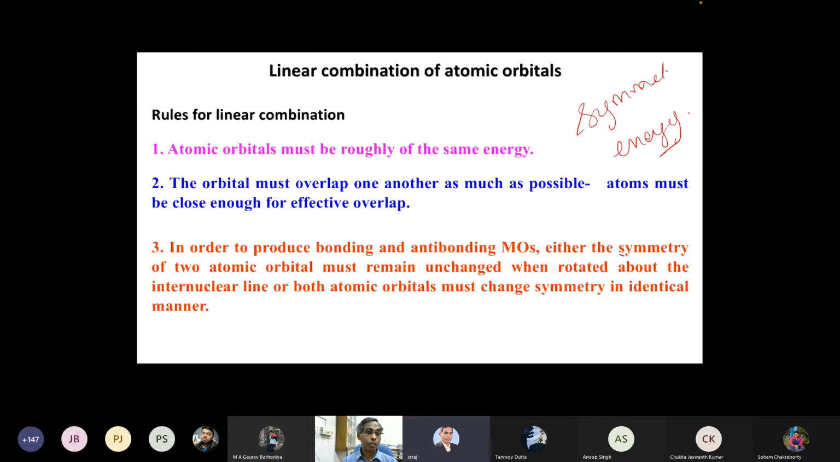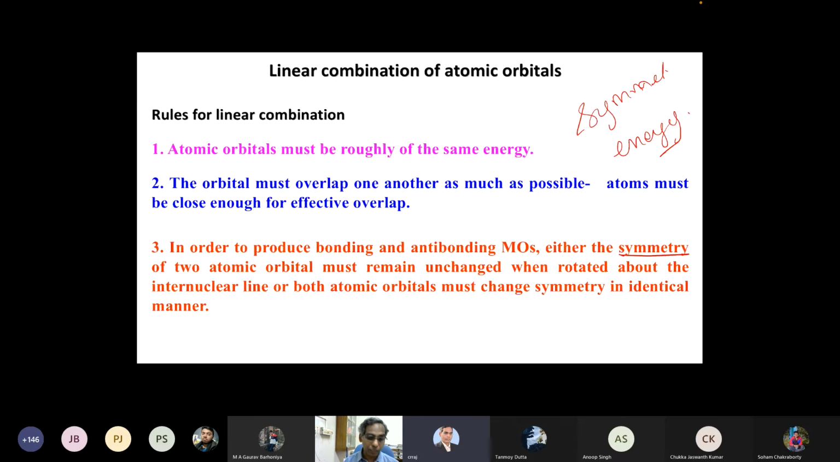If the balls that I have in two hands both have a similar symmetry and similar energy, and I bring them close to each other, these two coming in contact can have an effective overlap. So I hope you understand. There are two things that we need to understand: one is the symmetry, another one is your energy.